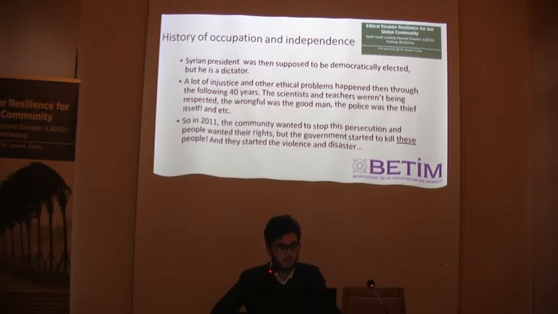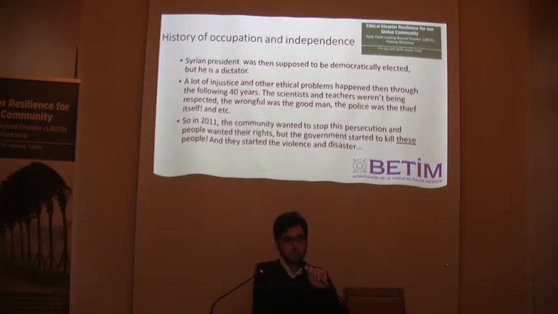And therefore, a lot of injustice and other ethical problems happened through the following 40 years. For example, the scientists and teachers weren't being respected, the wrongdoer was treated as the good man, and so on. So in 2011, the community wanted to stop this persecution. People wanted their rights, but the government started to kill these people that wanted their rights, and they started the violence and disaster.